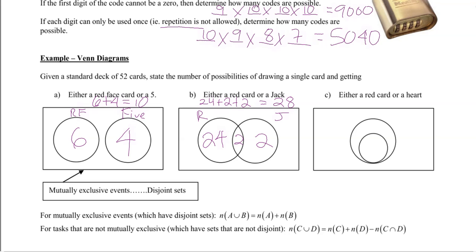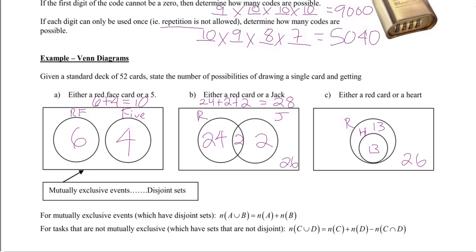Red card or a heart. So is one of these a subset of the other? Yes. Which one? Okay, so hearts are a subset of red. How many hearts are there? 13. How many red cards are there? So how many cards go outside of the heart circle but inside the red circle? 13. What are they called? Diamonds. Yeah, they're called diamonds.